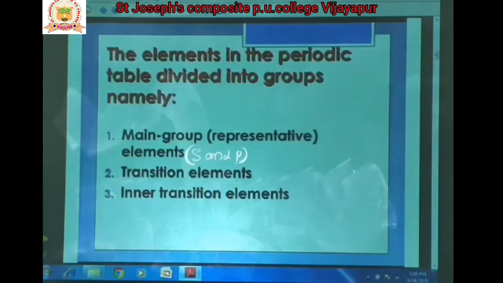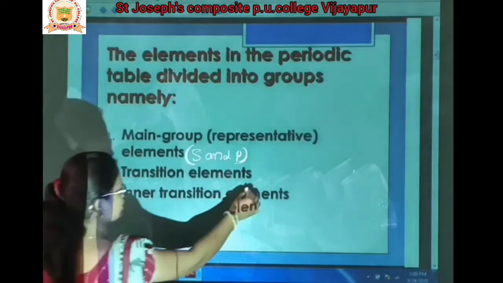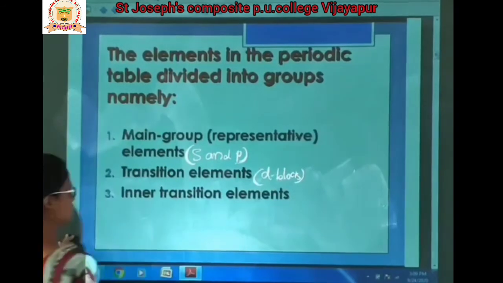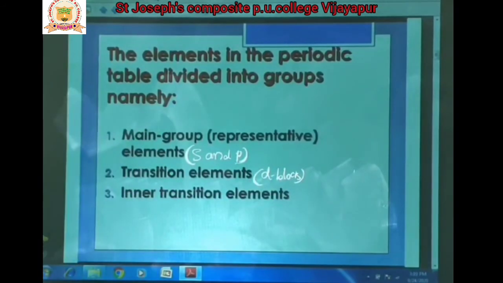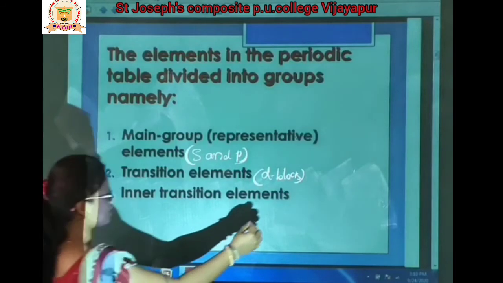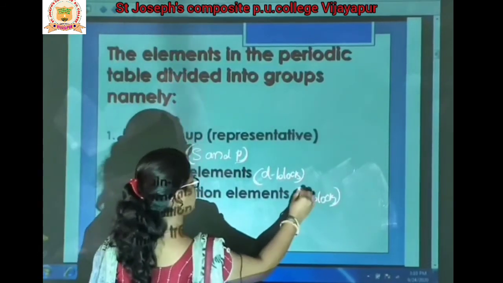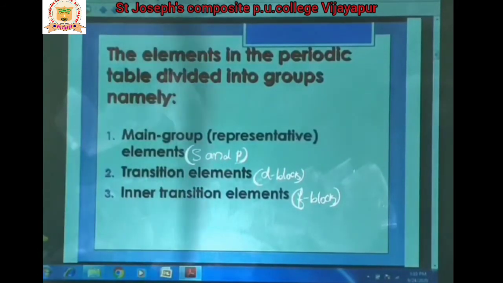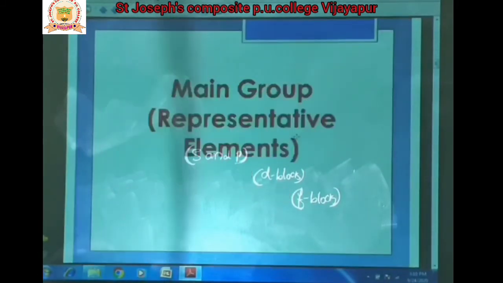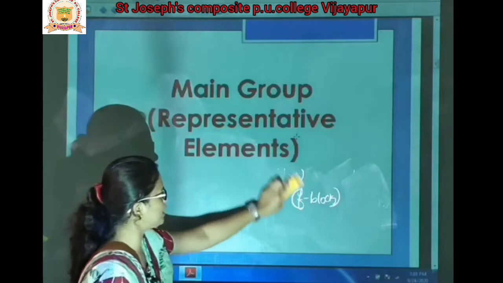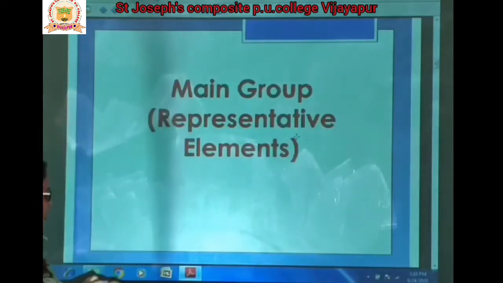Second one, transition elements. D block elements, we call them transition elements. Then inner transition elements. What are inner transition elements? F block elements. F block elements, we call them inner transition elements. About main group elements called representative elements: main group elements are S and P block elements.